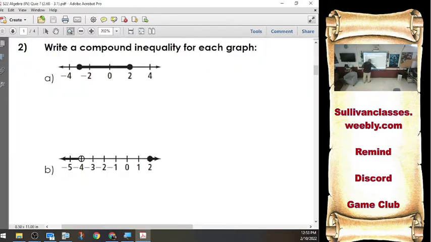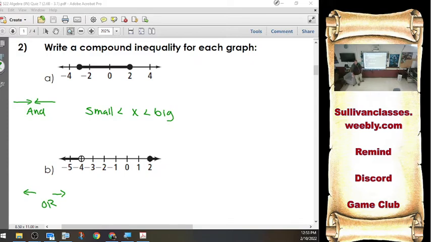Okay? Writing the compound inequalities. Y'all? And. Or. If you ever see something that is already drawn for you, it's one of these two things. If it's an and, we're going to use this formula. We talked about it before. The small number is less than x is less than the big one. We're going to make an and sandwich out of it.